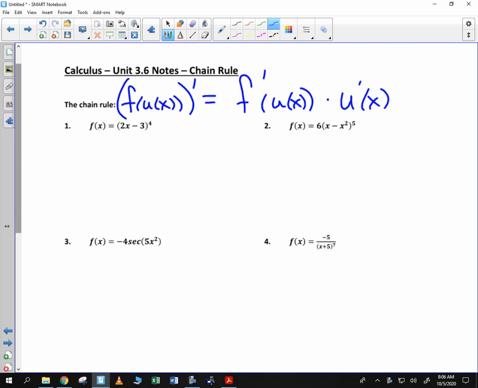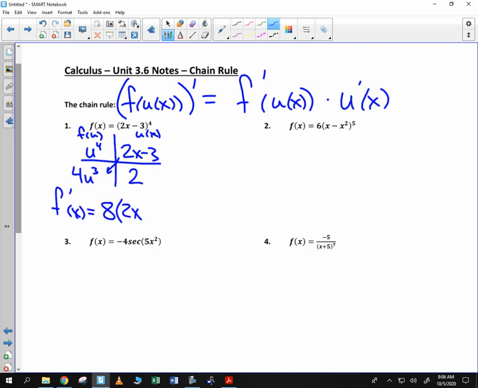And so as we write this one out here, we make our little boxes. We put u of x here, and we put f of u here, and we get f of u is u to the fourth, and the inside is 2x minus 3. The derivative of the inside is 2. The derivative of the outside, 4u cubed. Multiply those together, we get f prime of x is 8 times 2x minus 3 quantity cubed.